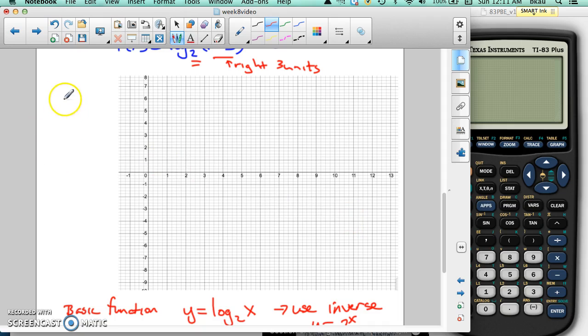So over here on this side, I'm going to make a chart of values for x and y. We're going to use 2 to the x here as our inverse function, and then when we graph these, we're going to graph them, this is an x value, this is a y.